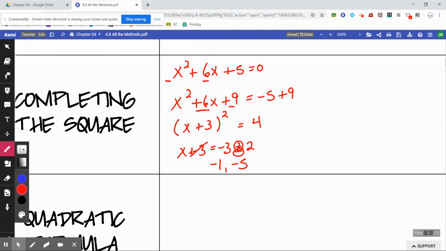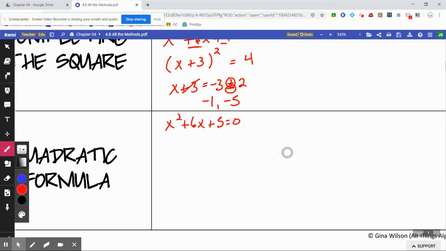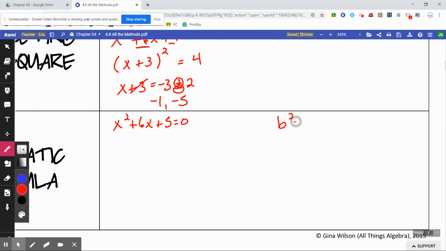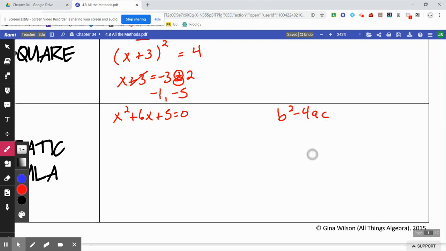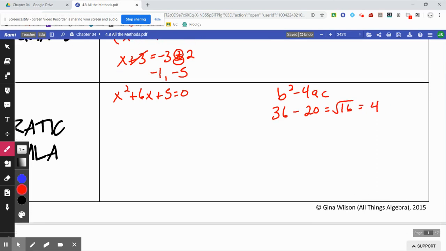Quadratic formula. Again, let's copy it down: x squared plus 6x plus 5. For the quadratic formula, I always do b squared minus 4ac first. B squared would be 36, minus 4 times 1 times 5, which is 20. That gives you 16. That's the stuff under the square root, which gives you 4. Your formula is x equals negative b plus and minus the square root stuff, over 2 times a, which would give you 2.